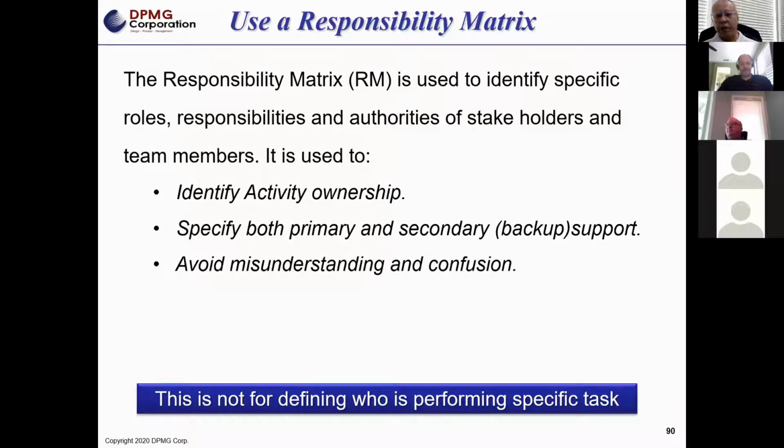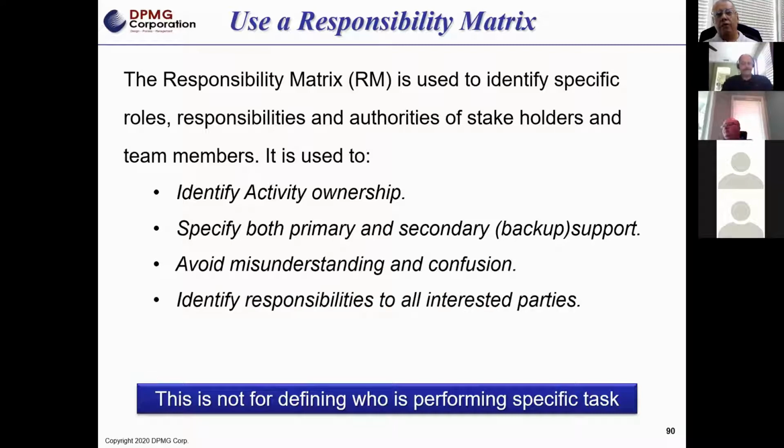This helps avoid any misunderstanding and confusion, because when you have multiple people and you're not clear who owns what, it always becomes what I call the famous cross-arm pointing finger that goes on. I thought you were doing it. No, I thought you were doing it. And then it doesn't get done.